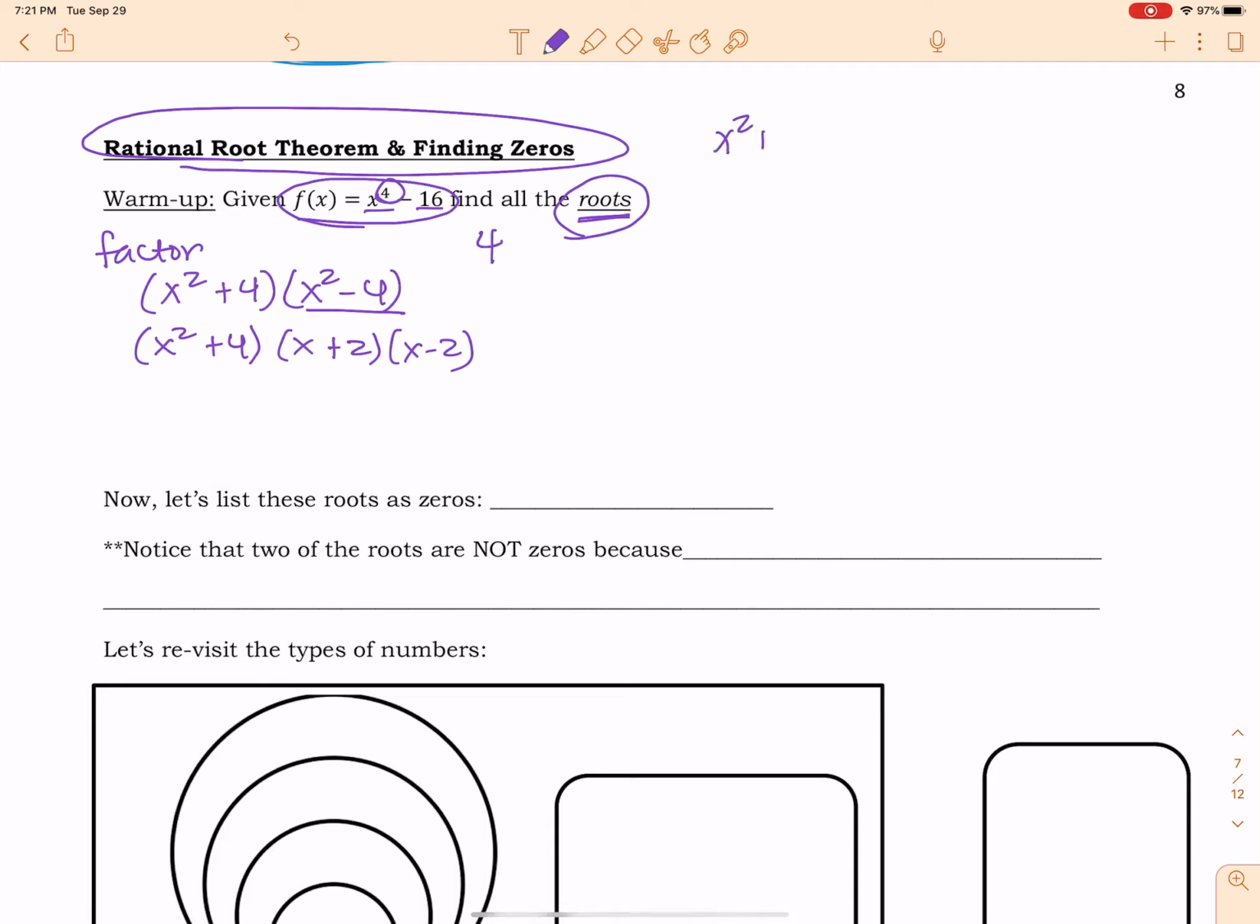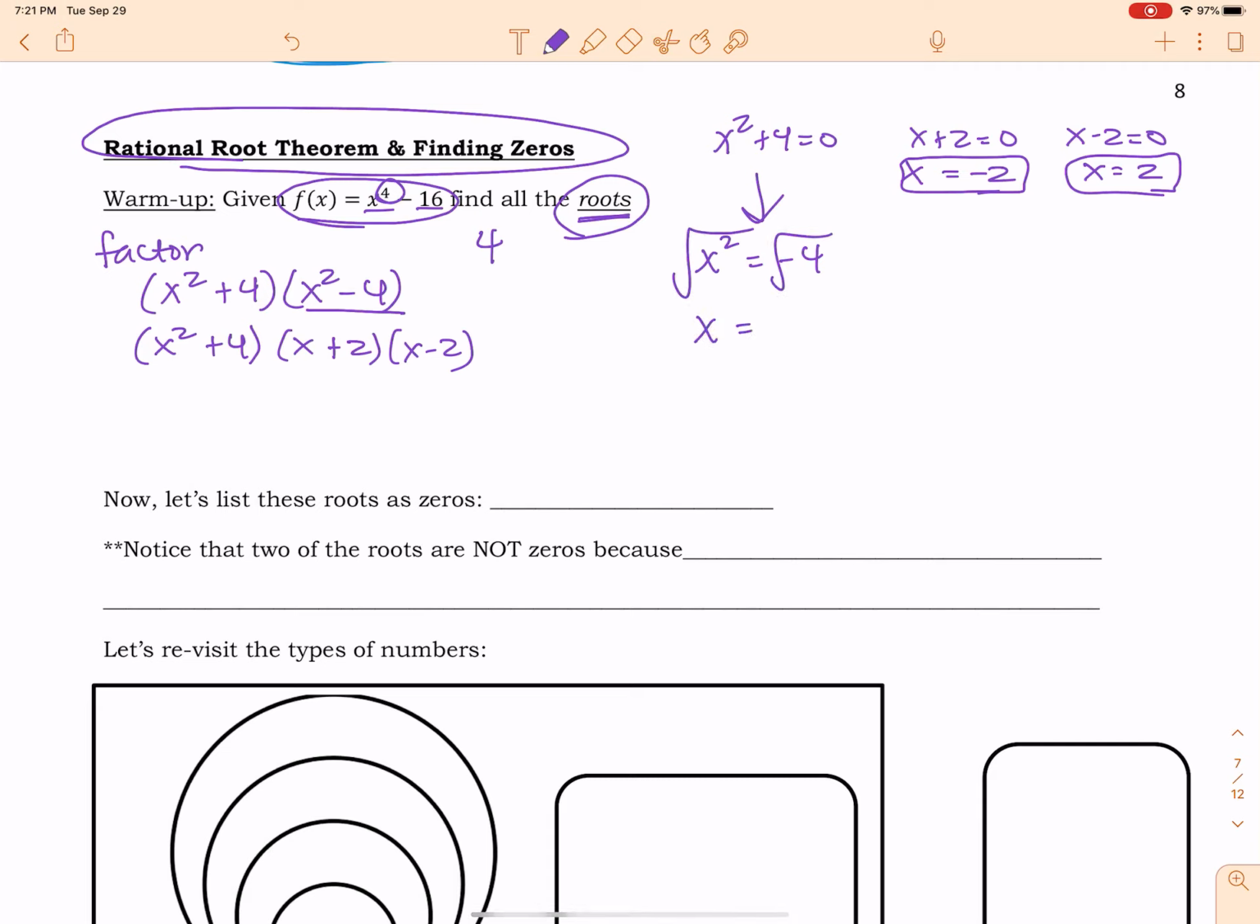So I'm going to set each of my factors equal to 0 and solve for them. I'm going to do these first because they're easy. Okay, so I know I've got 2 roots at -2 and +2. What happens with this third factor? When I solve this, I'm going to end up taking the square root of a negative. Over here on the left, the square root of x squared is x, no problem. But over here, this is going to be plus or minus the square root of -4.